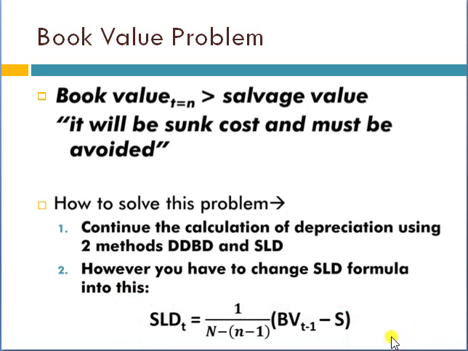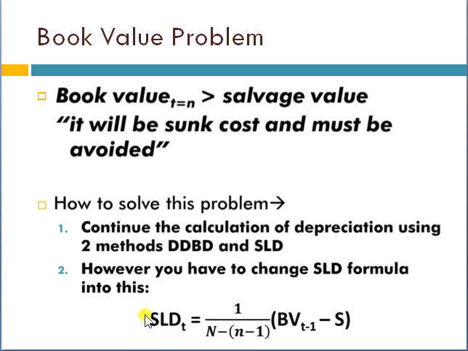Just ignore the previous one, which is investment divided by the useful life. Now we are going to change the original straight line depreciation formula into the new one, in case the book value is greater than the salvage value. So you have to look carefully. Before you conduct the calculation, make sure you have already investigated the book value and also the salvage value. Just decide whether it's greater or less than the salvage value.